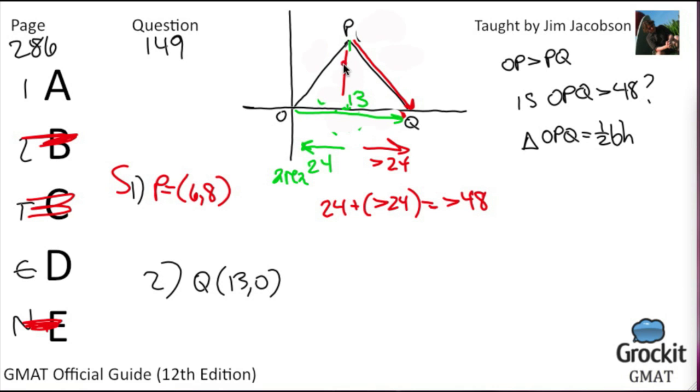Point P could be 10 or 7. We can't just eyeball it and say, well, clearly the height is this. So without knowing the height of the triangle, we can't determine the area, so we can't actually answer the question. Statement 2 is insufficient. We can cross off D and choose A.